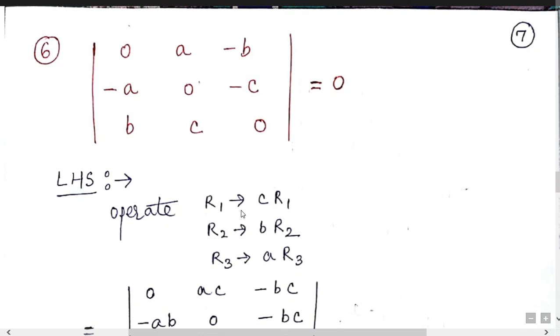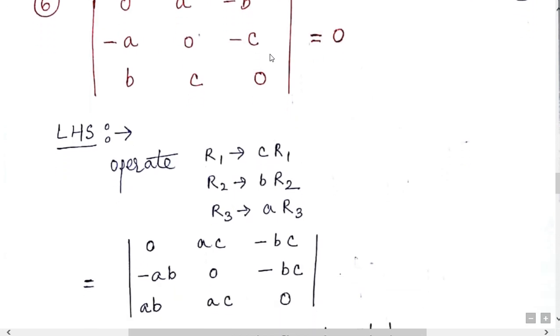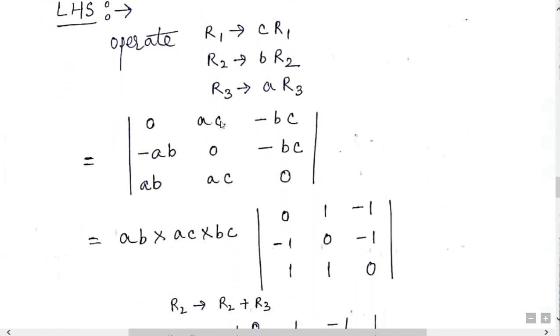Operate R1 = C into R1. This one is R1. Let it be C into R1, then B into R2 and A into R3. I multiply by the number which is not there in that particular row. It means the matrix is 0, AC, minus BC, then minus AB, 0, and minus BC, AB, AC and 0.